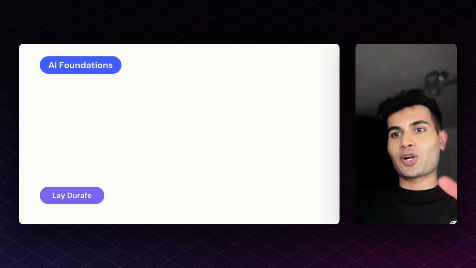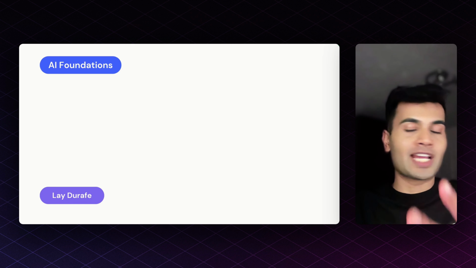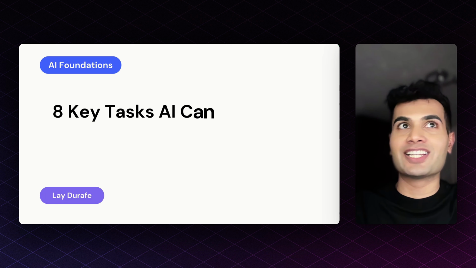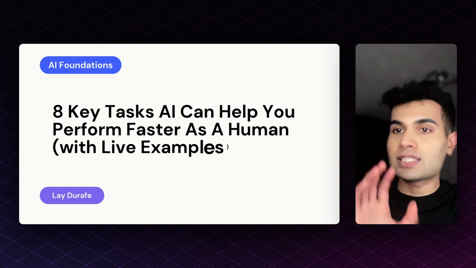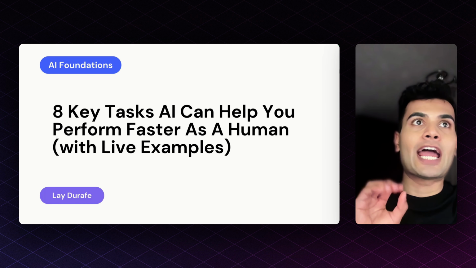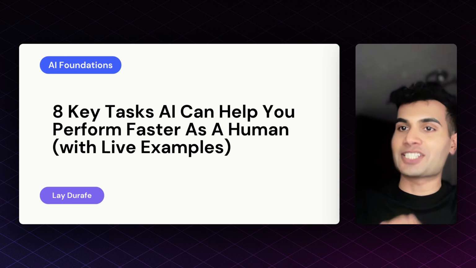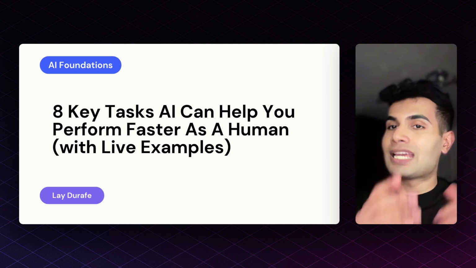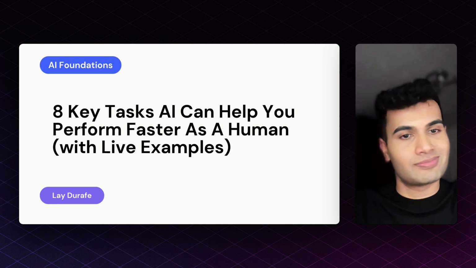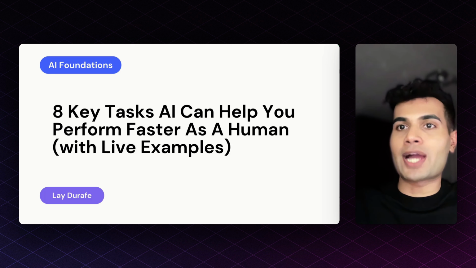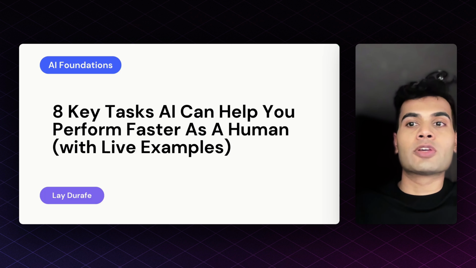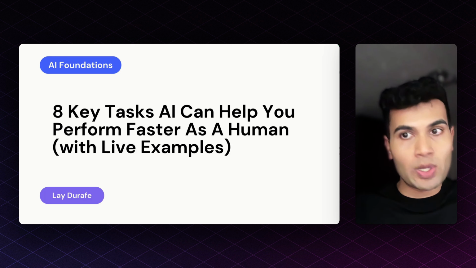Alright guys, welcome. We are in video number 3 now of the AI Foundation series, and today we are going to be learning 8 key tasks that AI can help you perform faster as a human, but more importantly with live examples. Now that lecture format is slowly going completely, we're going to get practical, hands-on. You're going to see me showcase the 8 key tasks in ChatGPT. So let's quickly crack on ahead.